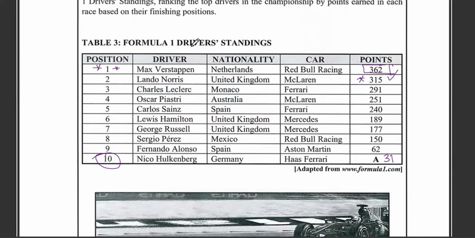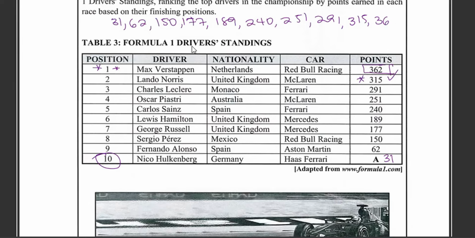We need to arrange. So starting with our 31 that we've just got, followed by 62, 150, 177, 189, 240, 251, 291, 315, 362. So all the 10 numbers are here.